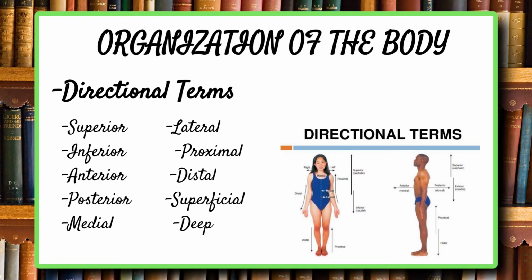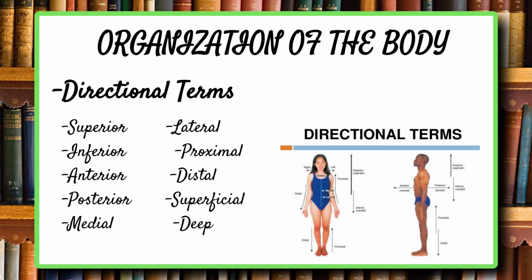So the first one is superior. Superior refers to that part of the body that is above, is up, is above other parts. Now, number 2 is inferior. Inferior means that it is below. Anterior means that part of the body is in front. So in anatomy we can say the heart is anterior to the vertebral column. What we're just saying is that the heart is in front of the vertebral column.